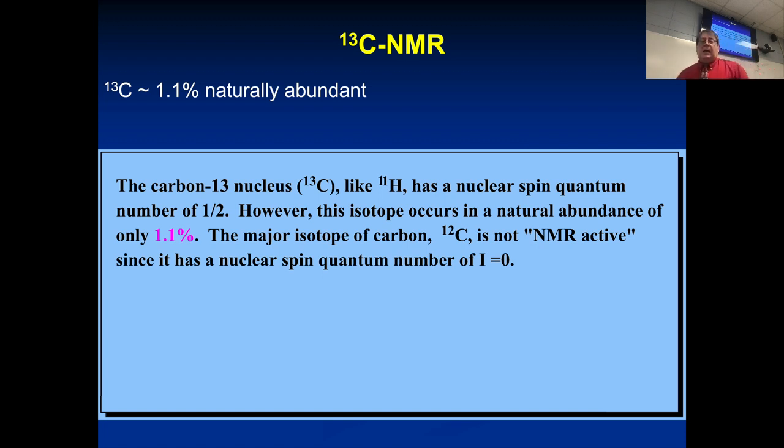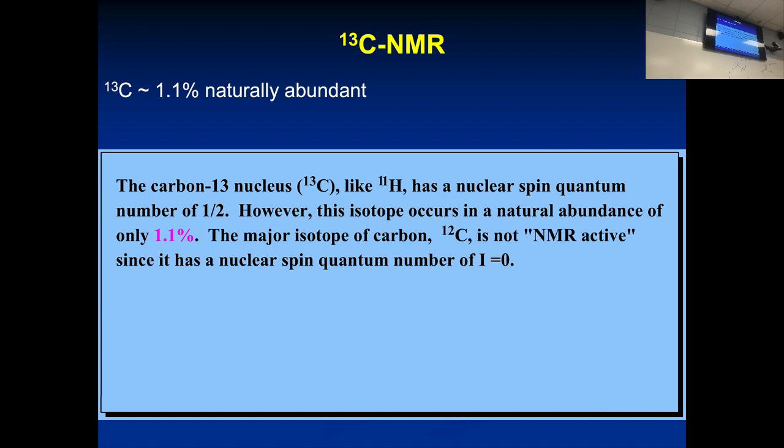But fortunately for us, we can also do NMR experiments on carbon. And it turns out, if you'll remember from last time, I told you that as long as an atom has either an odd mass number or an odd atomic number, its nucleus spins.